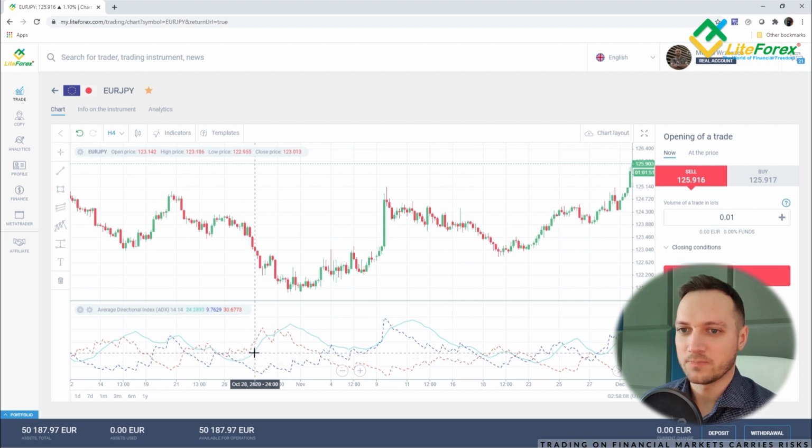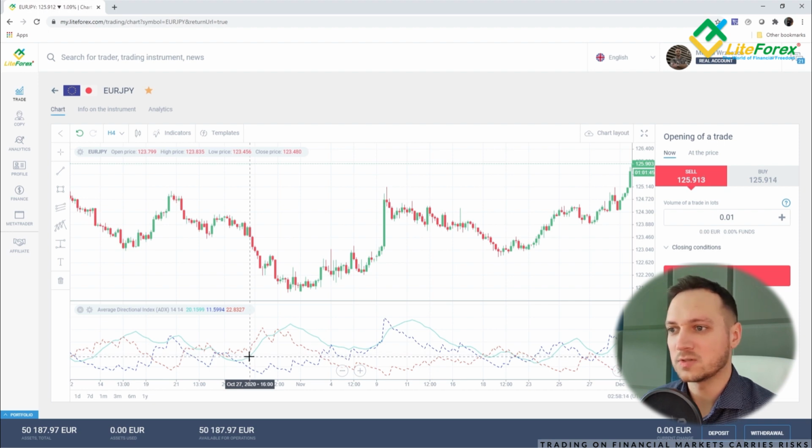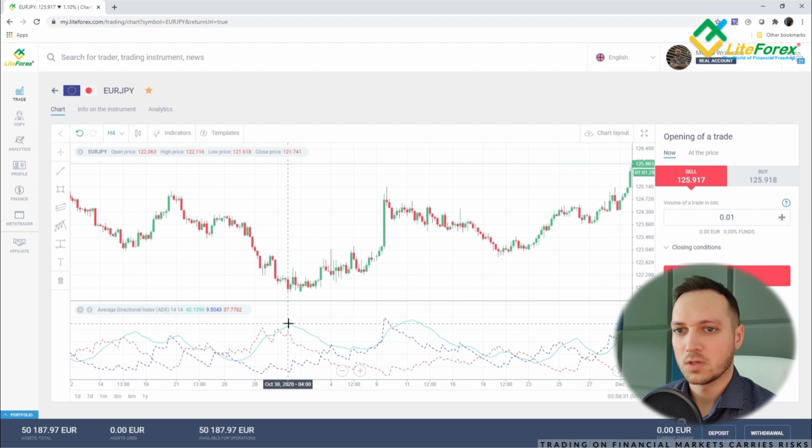Right here it crossed the 20%, 20 points barrier. It was on this candle. And the dashed lines are still in the divergence. So that would be our entry point, this red candle, and the exit point would be around here, guys, but not necessarily. I will show you why.